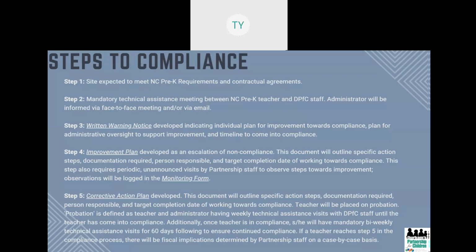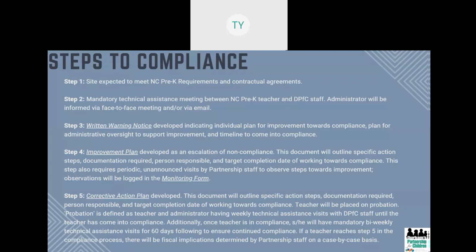If the non-compliance continues and it's escalated to step 3, this is where the paper trail starts. So this is where you'll be filling out a written warning notice form. And I'll show you all of these forms once I talk through all 5 steps. So the written warning notice is, like I mentioned, the first form in this process. This form indicates the individual plan for improvement towards compliance, the plan for administrative oversight. So your director and administrators will be involved in this conversation on how they can support you in meeting the requirements, and the timeline to come back into compliance.